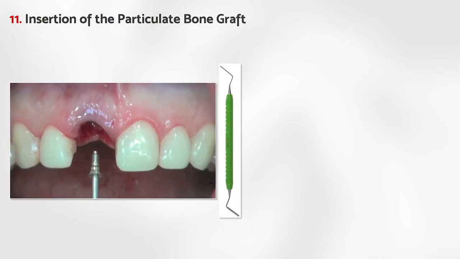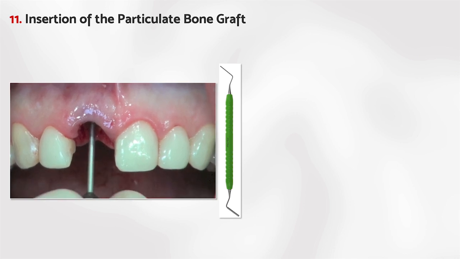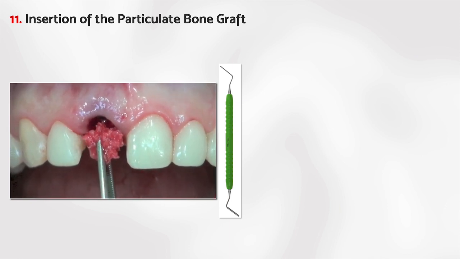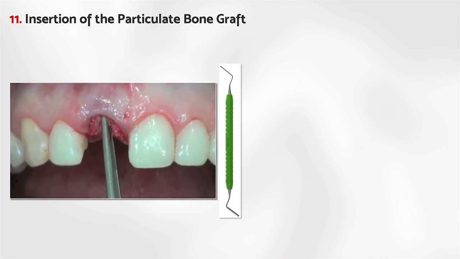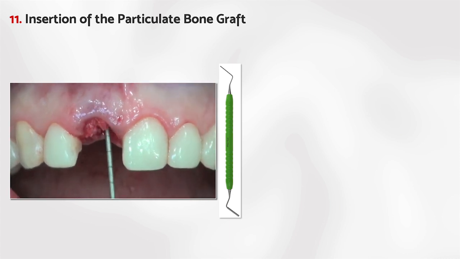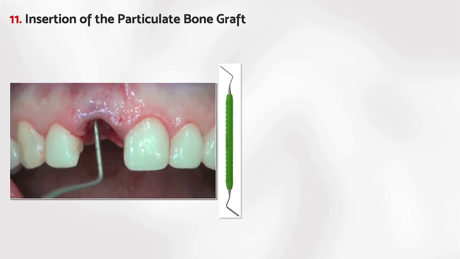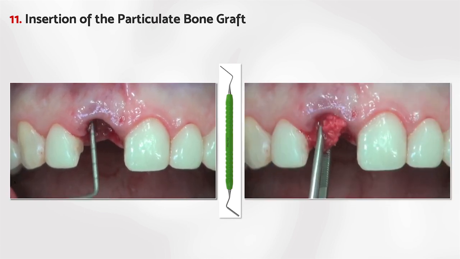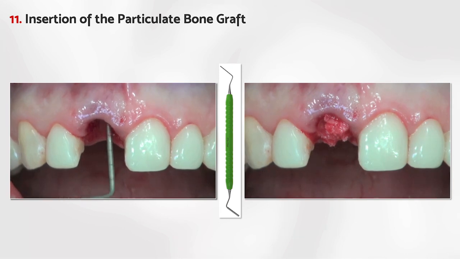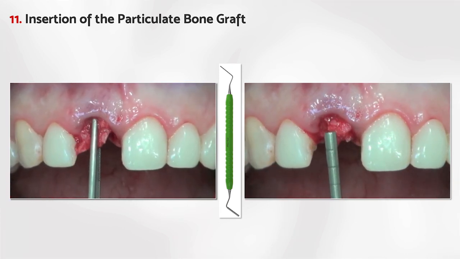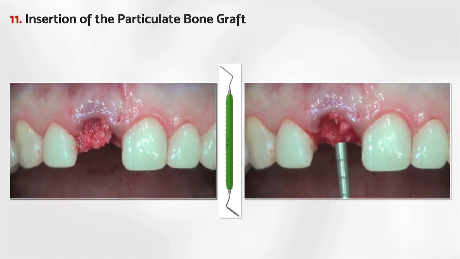Step 11, the insertion of the particulate bone graft. To do this, we first insert the cover screw over the head of the implant, and we start introducing particulate bone graft in the gap. First of all, we pack bone graft at the apical part of the defect. And after that, we pack this particulate bone from the middle third to the coronal third.